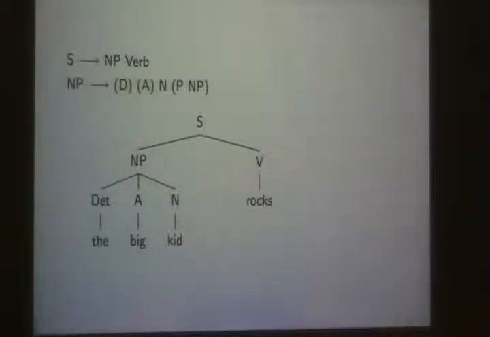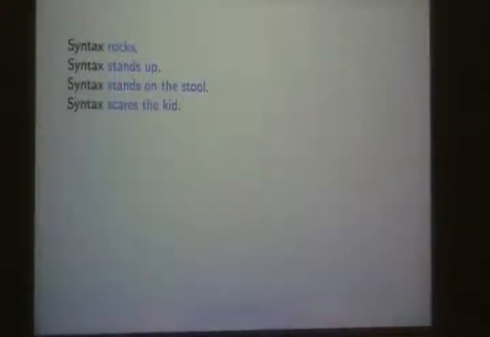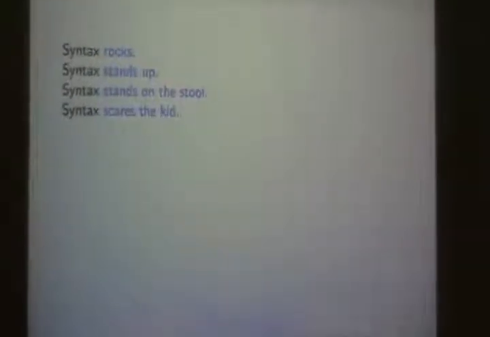So, sentences start with noun-like things and end with verbs. Actually, they end with verb-like things. Because in the place of the verb in a sentence, I can plug in another long list of strings of words. All of them will start with the verb, rocks, stands, or scares in these examples. And then there can be other words following. So after stands is just a preposition. After stands here, stands on the stool, is a preposition followed by, well, determiner noun.